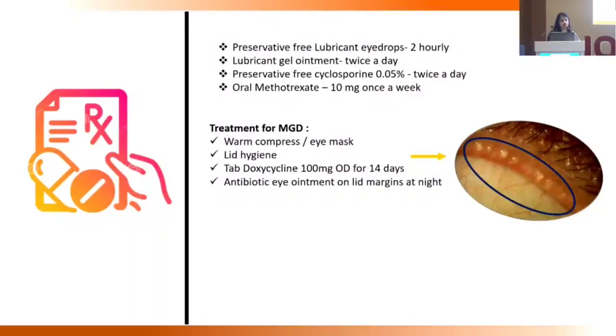So MGD was treated by our normal warm compress, eye mask, lid hygiene, and doxycycline. Also preservative-free lubricants were given. I generally give unit packs of preservative-free lubricants so that they use them more frequently, and lubricant gel ointment twice a day, and cyclosporin 0.05. I start them off and then step up to 0.09 if required. And oral methotrexate was added, 10 milligram per week.